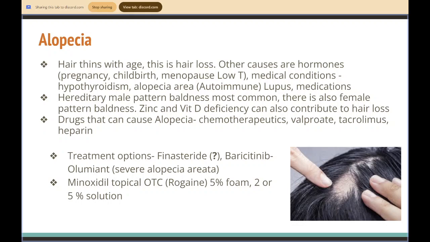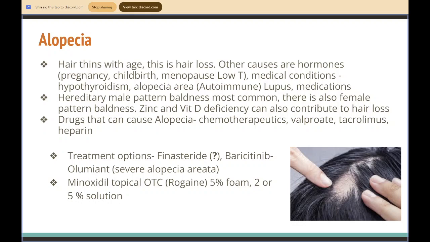All right, our next topic is alopecia. So naturally, with age, your hair will thin, but alopecia addresses hair loss. So it can happen with age. Other causes are hormonal causes, so pregnancy, childbirth, menopause, and low T. And medical conditions that can cause alopecia are hypothyroidism, alopecia areata.